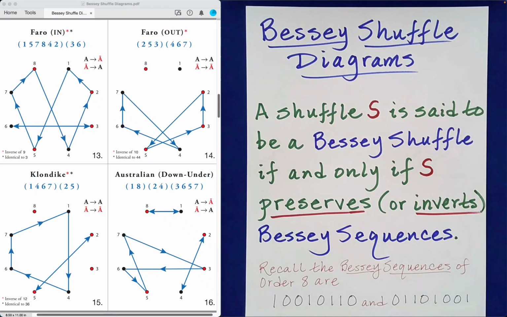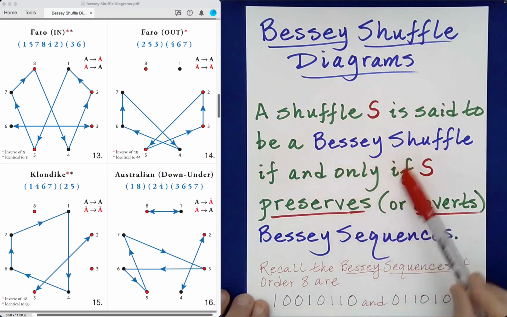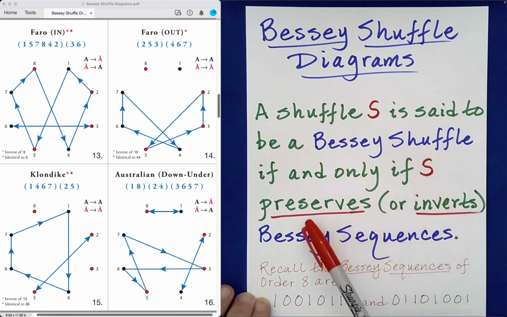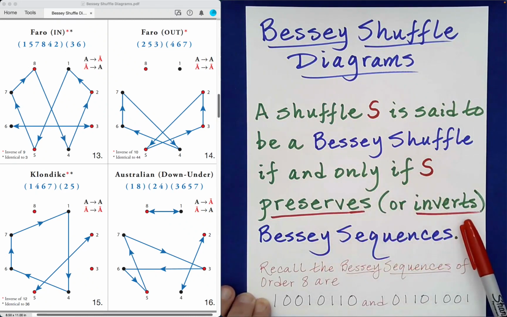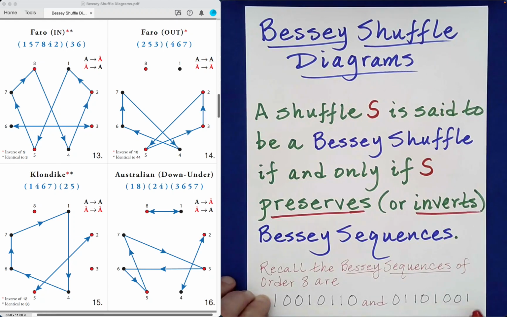This is the fourth video in the series dedicated to Bessey shuffle diagrams. As a reminder, a shuffle S is said to be a Bessey shuffle if and only if S preserves or inverts Bessey sequences. Recall the Bessey sequences of order 8 are 1, 0, 0, 1, 0, 1, 1, 0, and its inversion 0, 1, 1, 0, 1, 0, 0, 1.